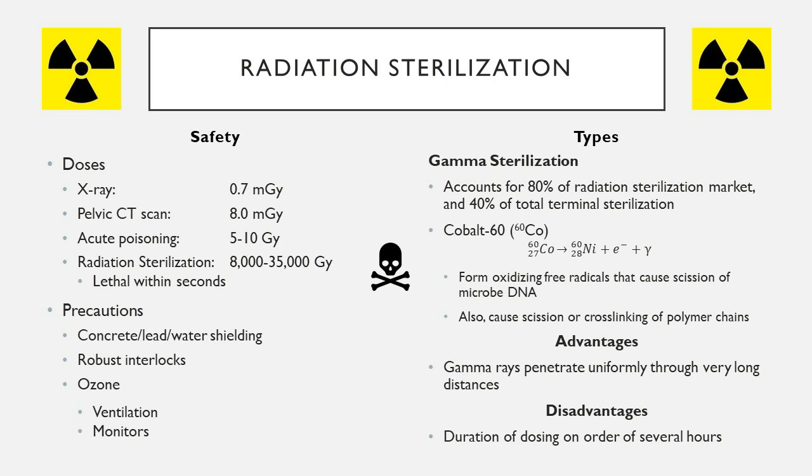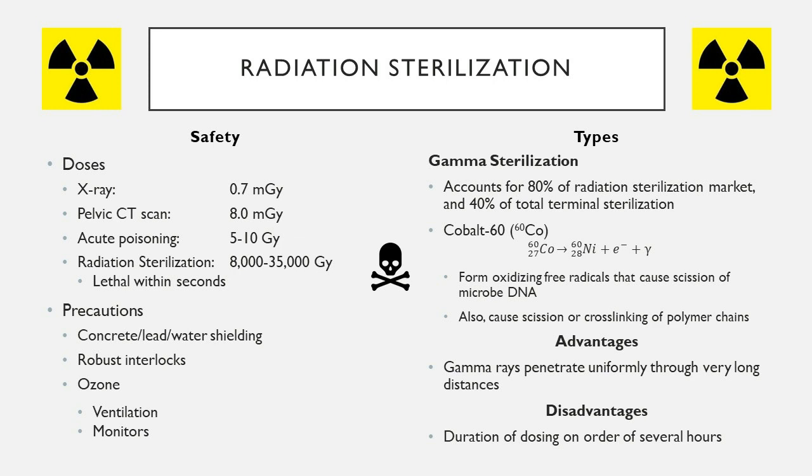Because of these incredible doses, a number of safety precautions have to be taken into account, such as using thick concrete, lead, and water shielding to prevent operators of these processes from experiencing the high radiation doses. There's also a series of robust interlocks that prevent users from being in the same area or rooms where these devices are being radiated. And there's also the concern with the generation of ozone, which is just the radiation hitting oxygen in the air and causing this really toxic gas. So there's a number of ventilation mechanisms and also ozone monitors in the areas where radiation sterilization is occurring.